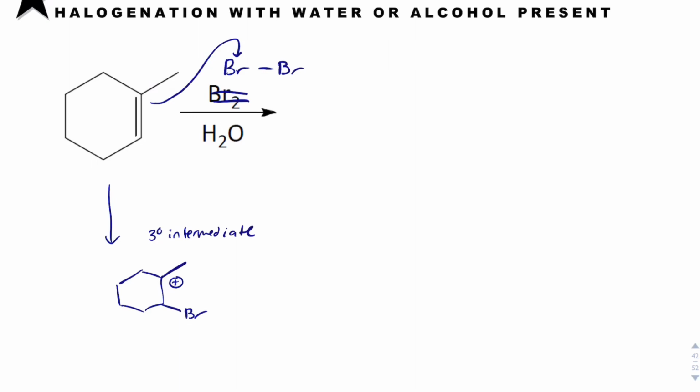Now, if this were just Br2 with no water, a second bromine would come in and attack the positive, but that's not what we have here. The second bromine is actually very content to stay by itself. What we have is water. Oxygen is actually going to be a stronger nucleophile than a negative bromine. So what happens is the oxygen in water adds, and we get water added.